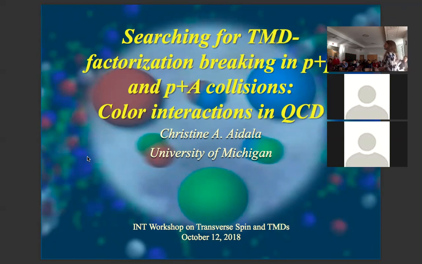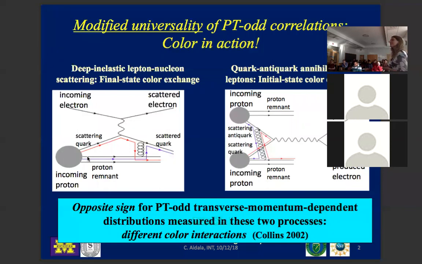Today I'll be talking about some recent measurements that my group has done. This is actually going to be the thesis work of my former student and now postdoc Joe Osborne, searching for TMD factorization breaking in both proton-proton and proton-nucleus collisions. This is in the context of Ted Rogers and Pieter Mulders' prediction of TMD factorization breaking from 2010. I'll also spend some time talking a little more generally about color interactions in QCD.